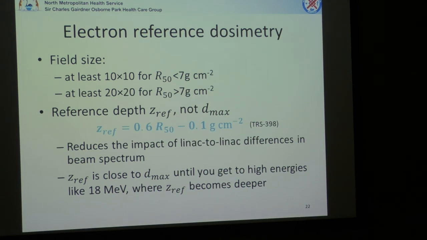A few more things for electron reference dosimetry. So your field size, you've got a minimum field size, but you can actually go above that. The reason is, as your field size gets bigger and bigger, your electrons have a limited range. So if you get a really big field size, your electrons just don't have the range to influence what's happening in the middle.